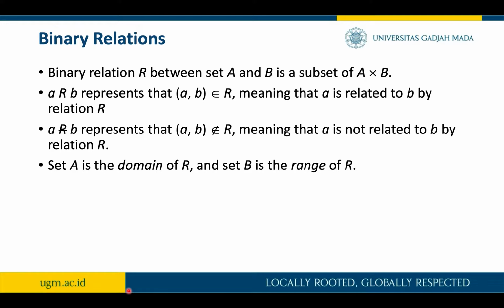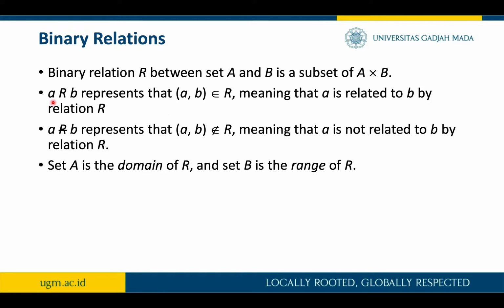So relation R is actually a set. So R will contain this pair A B, something like this. But there will be several members, and the members are also the member of this Cartesian product.